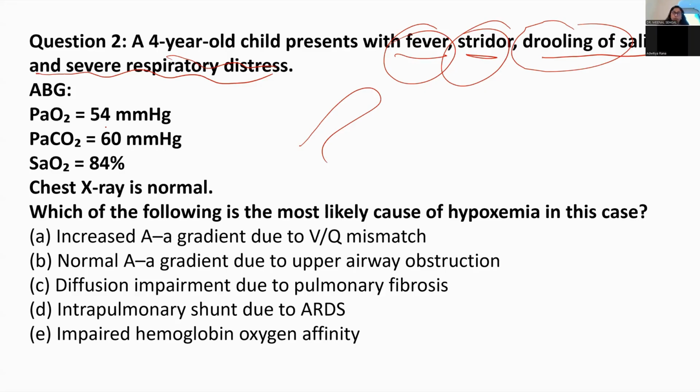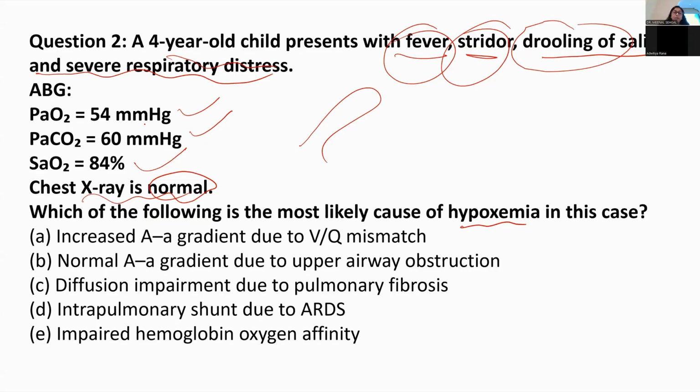So that will cause what? Obstruction to the airway, causing hypoxia, again with hypercapnia, with a low saturation. So saturation is only 84% here. But the X-ray is still normal, with a normal chest X-ray. So what is the most likely cause of hypoxemia here? Why is the saturation dropping?